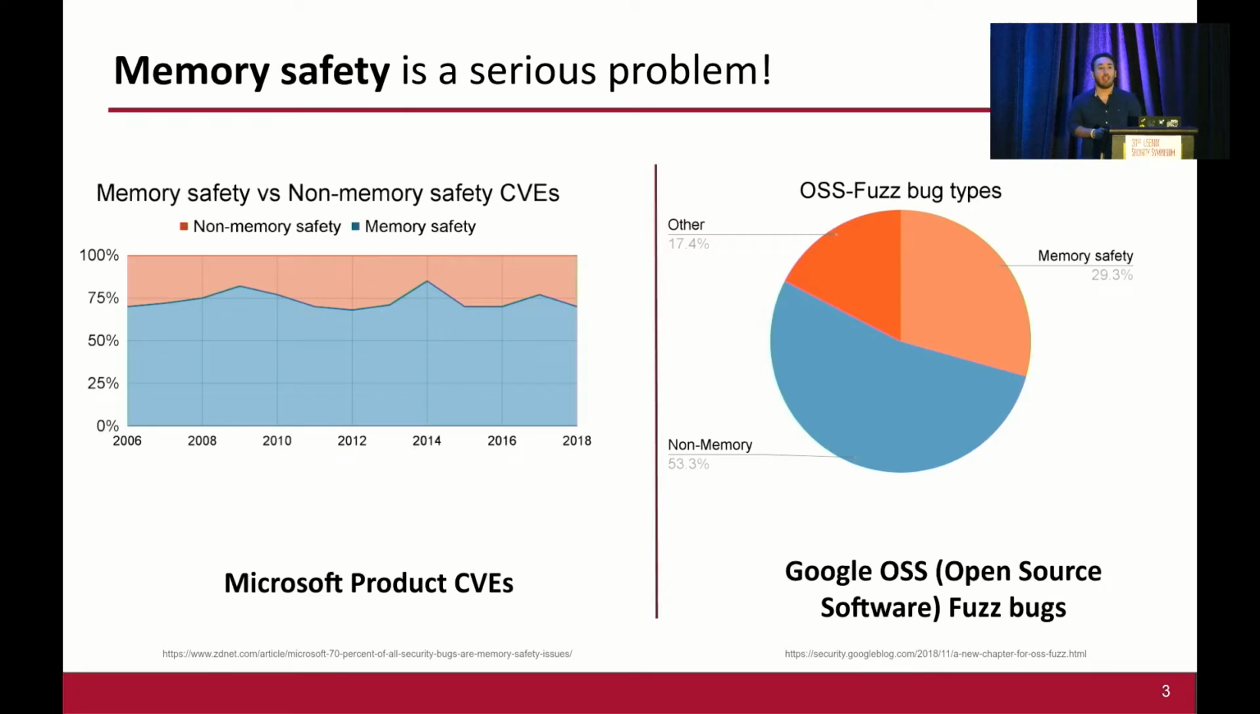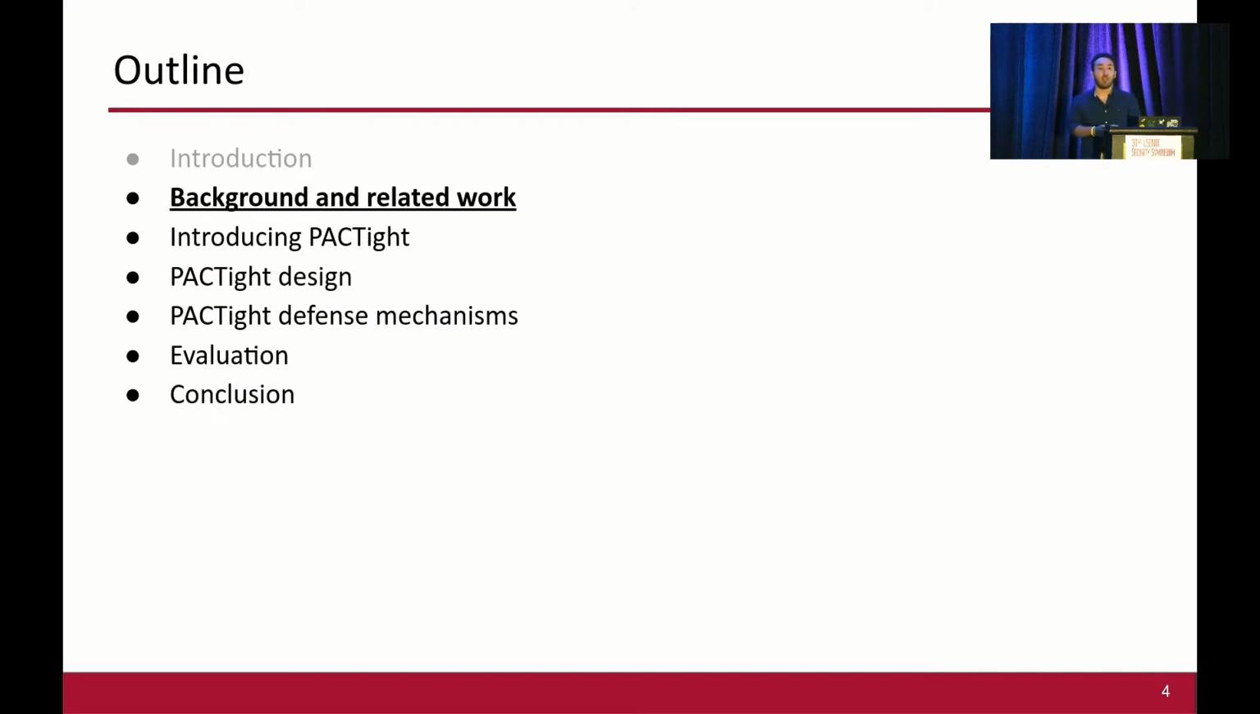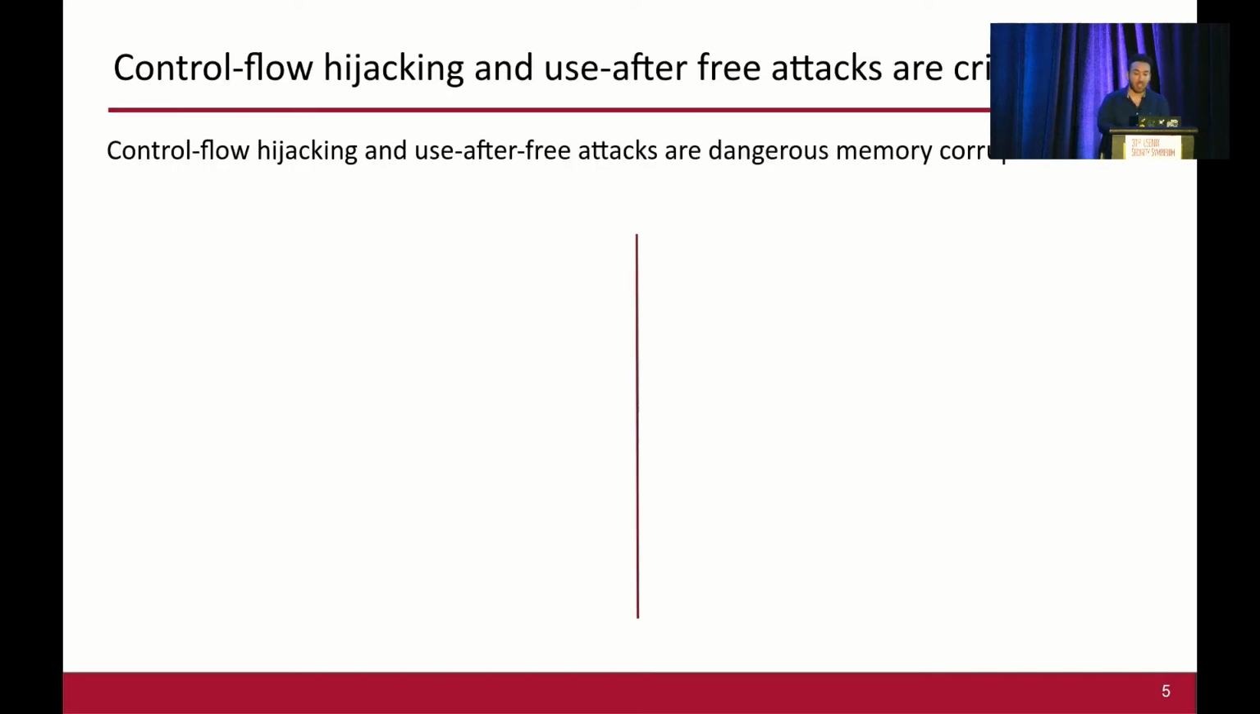Many of these security attacks are due to memory corruption vulnerabilities. In a study done by Microsoft on its products, they reported that 70% of all security bugs found were due to memory safety issues, and 30% of bugs in Google's open source were memory safety bugs. So let's take a look at some background and related work, and I'll start with some attacks.